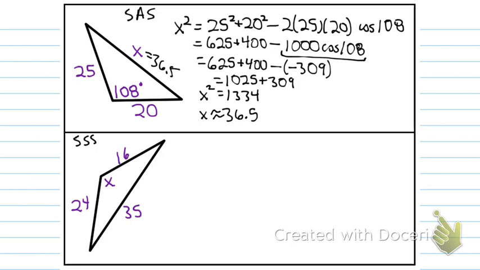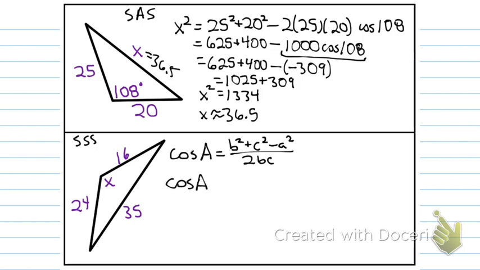Next problem, we know all the sides. We need to find an angle. So we're going to use the other version of the law of cosines. This is where we take cosine of A is equal to b squared plus c squared minus a squared over 2bc. We're paying attention to the angle we're solving for and the side opposite to it. The side opposite to it is a. So that's the one we're going to subtract.